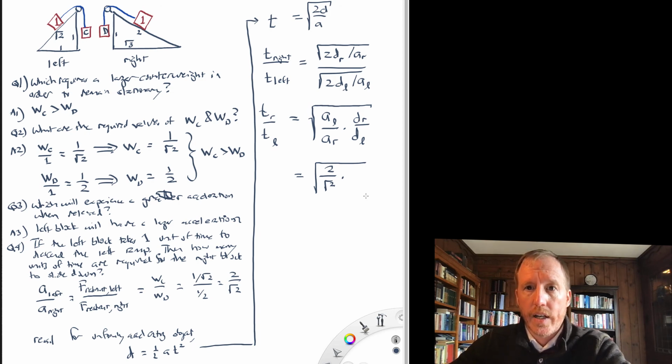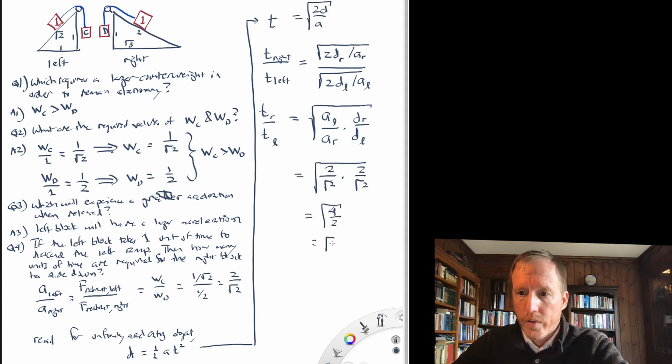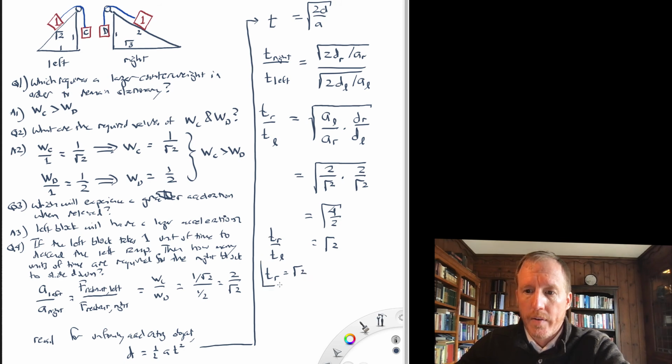Well, the distance that it has to slide in the right case is 2, and the distance that it has to slide in the left case is root 2. So we'll have 2 over root 2. In other words, we will have 4 over 2 square root 2, or the square root of 2. That is, the ratio of the times is root 2. In other words, if it took the left block, like I said, 1 unit of time to slide down, then the right block takes the square root of 2 units of time to slide down the ramp.